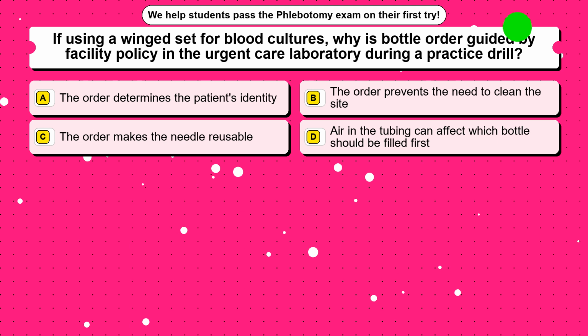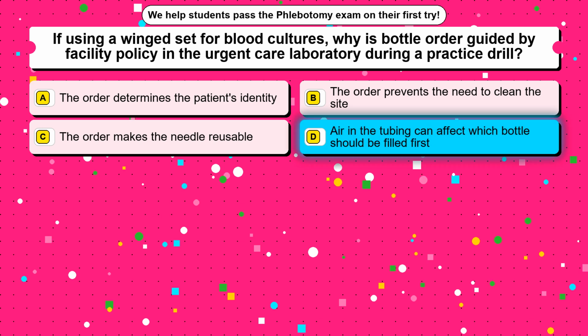Question 42. If using a winged set for blood cultures, why is bottle order guided by facility policy in the urgent care laboratory during a practice drill? Option A. The order determines the patient's identity. Option B. The order prevents the need to clean the site. Option C. The order makes the needle reusable. Option D. Air in the tubing can affect which bottle should be filled first.